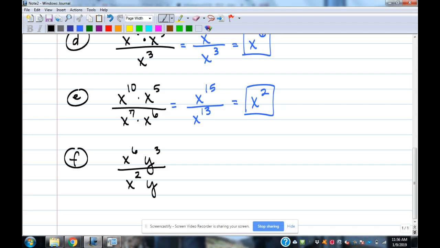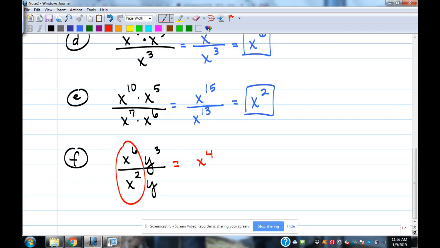So I look at the division problem and I look for the same base. What two go together? The two x's. These two go together, right? They're the same base. When I do that problem, what do I get? x to the... how do you do that? You subtract them, right? 6 minus 2 is 4, so it's x to the 4th.